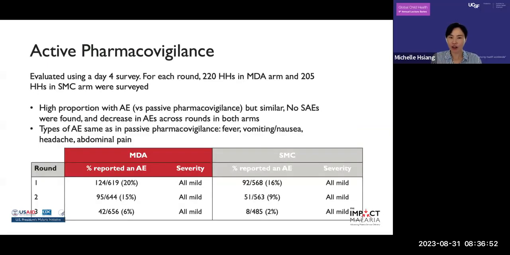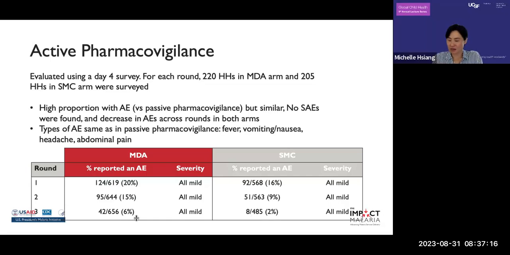By active pharmacovigilance, that's where we randomly selected some households, and we went on day 4 to ask if you had symptoms. And we went to a certain household, and I think we picked 3 people from different age groups in that household and asked them if they had symptoms. We got much higher, more than 1%. So in round 1, 16, 20%, less as the rounds went on.